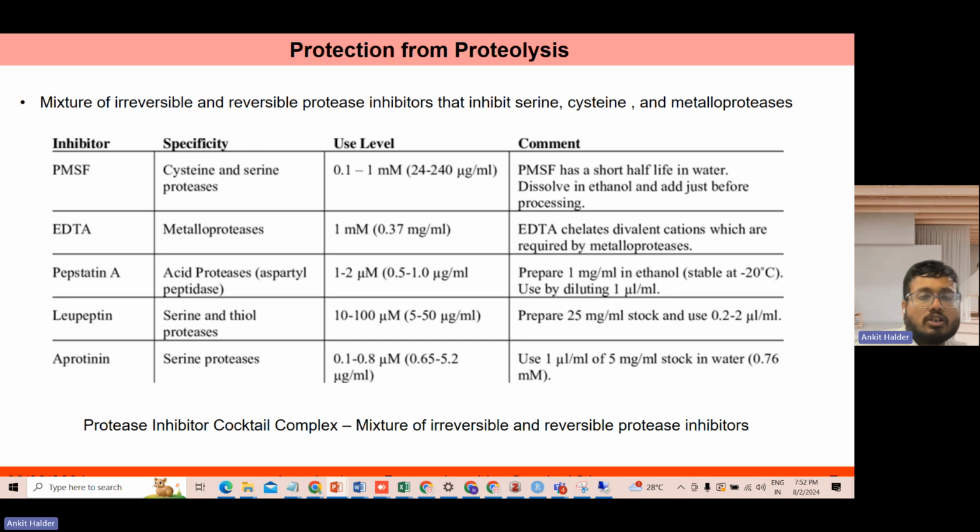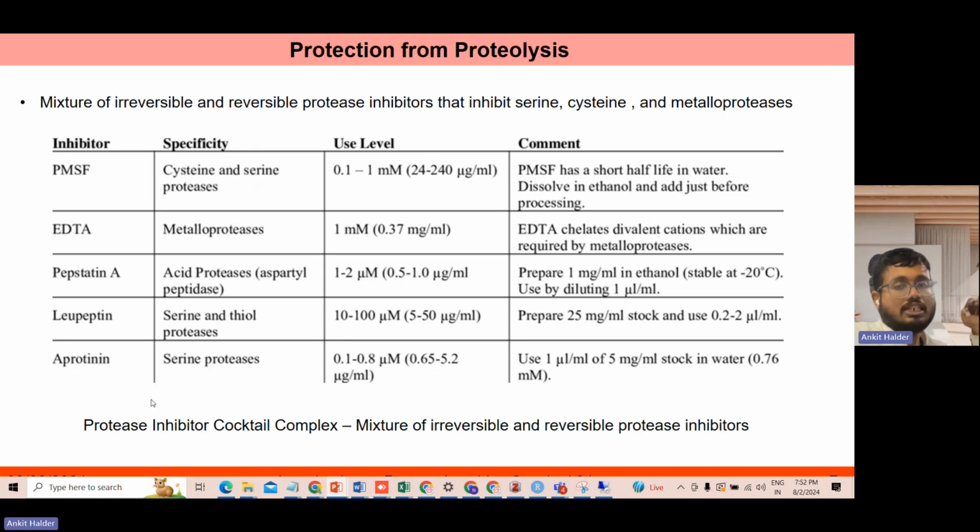So our proteins in the sample will be safeguarded and protected when we have EDTA, which chelates out the metalloprotease requirement, that is the divalent cations, or PMSF, which is short for the serine protease inhibitor, so the serine proteases will be inhibited. Then we have pepstatin A, which works on the acid proteases. Then we have leupeptin that works on the serine and thiol proteases. Aprotinin works on the serine proteases.